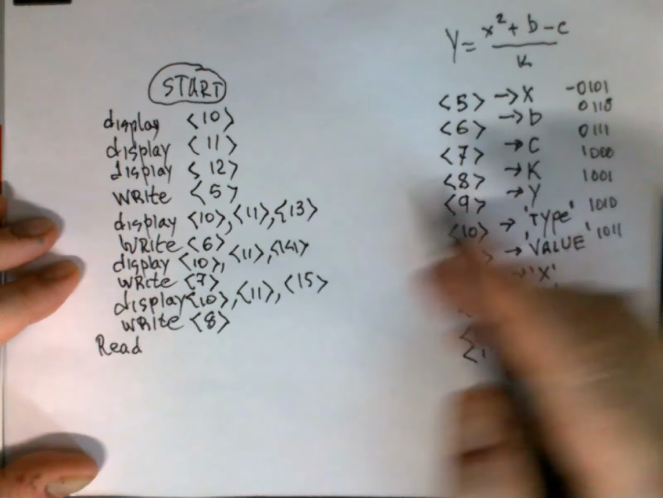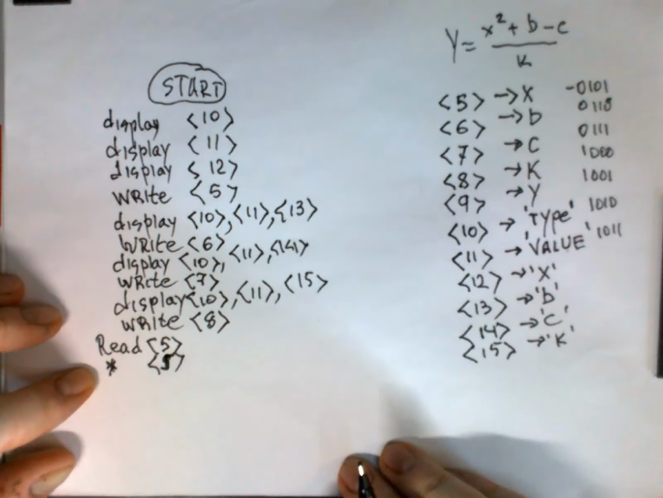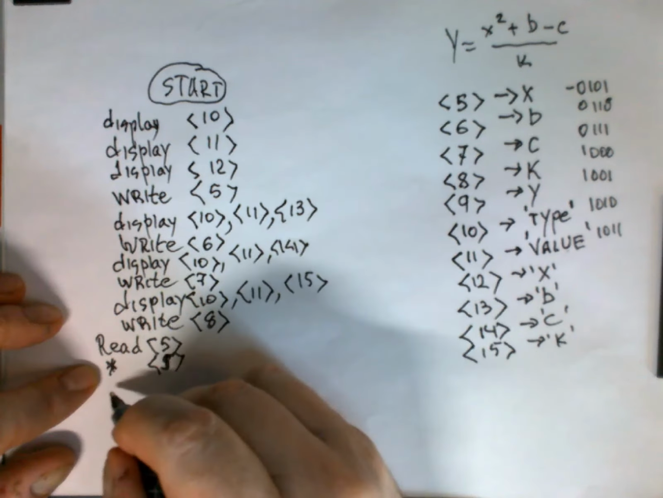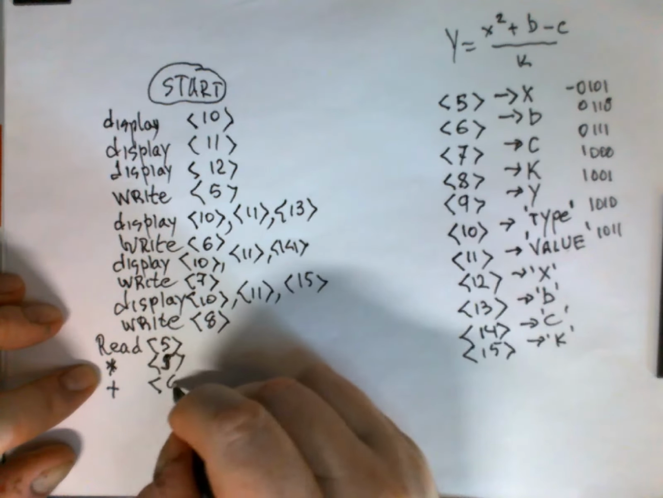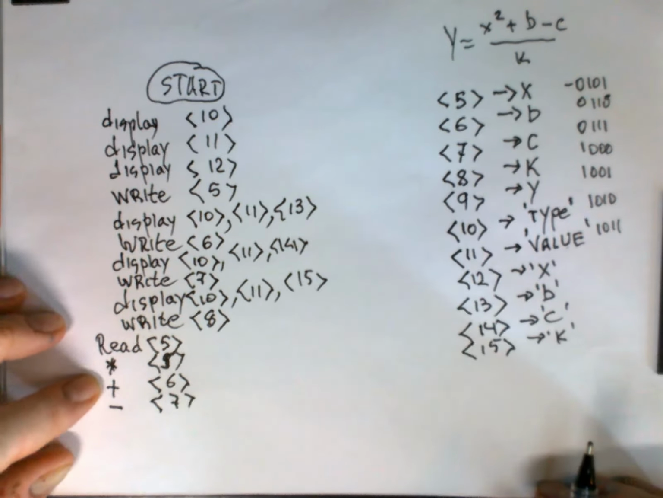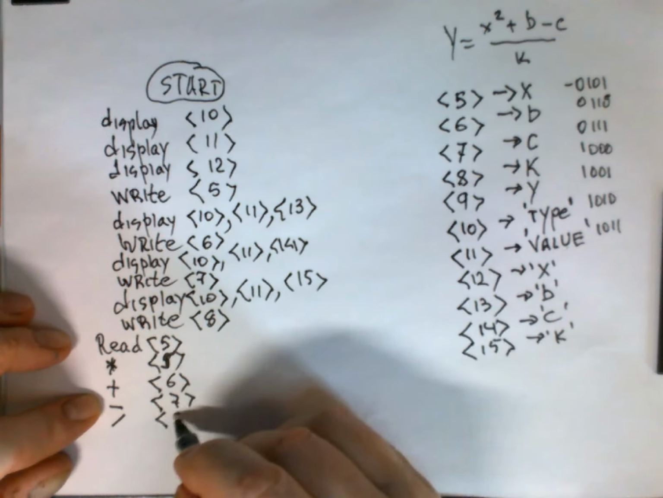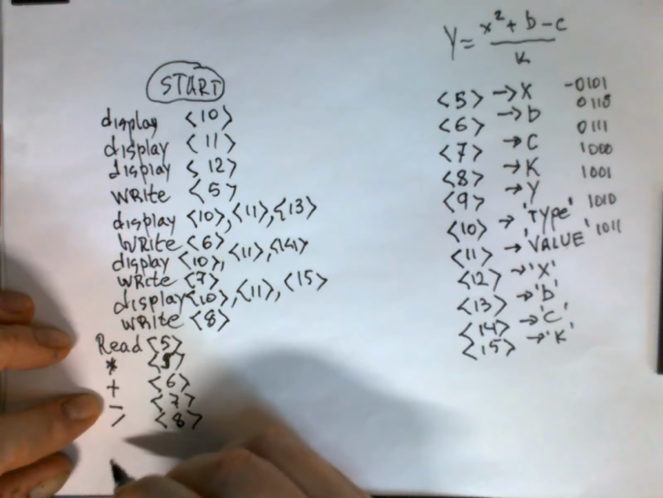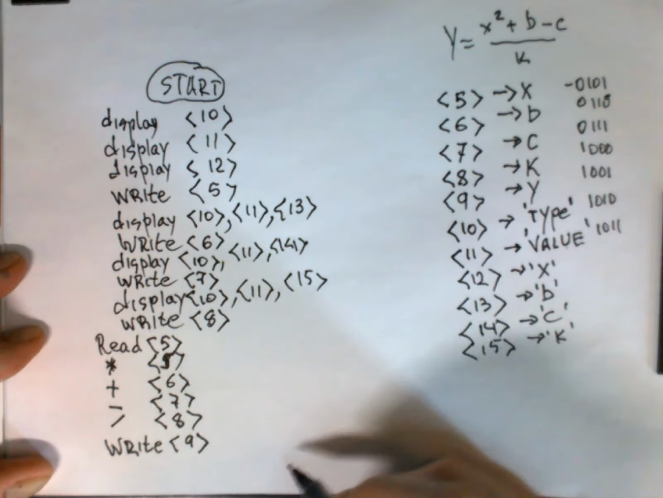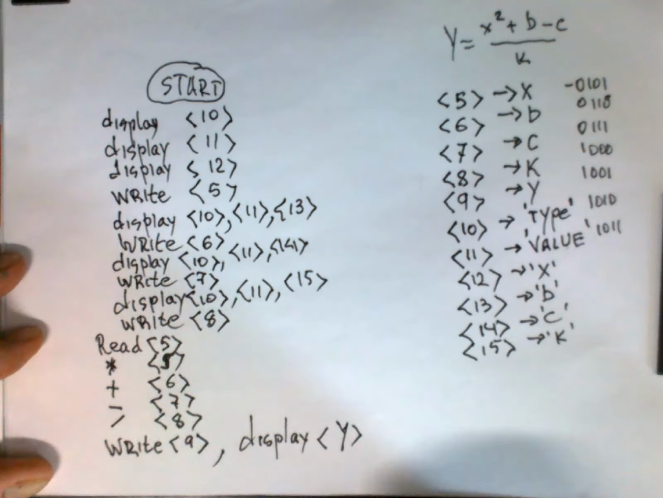Next, read 5. Then this symbol is multiply by 5. Multiply by 5, meaning we create X squared. It still lives inside the microprocessor. Plus, what is B? B is cell 6. Plus content of cell number 6, minus content of cell number 7, divide by the content of cell number 8, and write to cell number 9. So to see what Y is, we then need to display Y, and then stop.